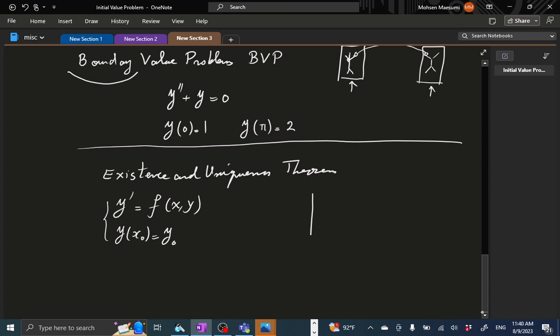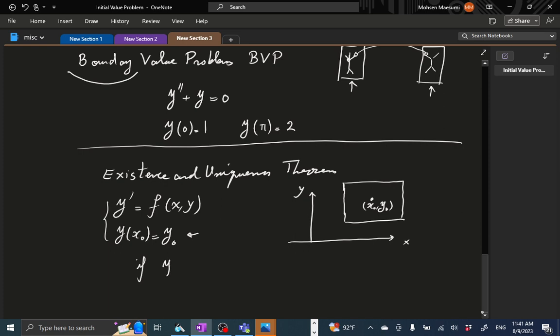If you investigate the right-hand side of this equation, this f that you have, depending on how this f behaves, you can say something about existence and uniqueness. First of all, there is an x0, y0 where your initial data is. If you can find some rectangle around this, on the xy plane, on which f and its partial derivative with respect to y are continuous.